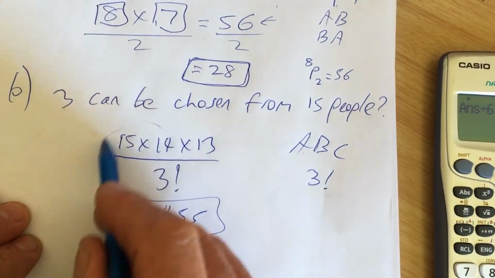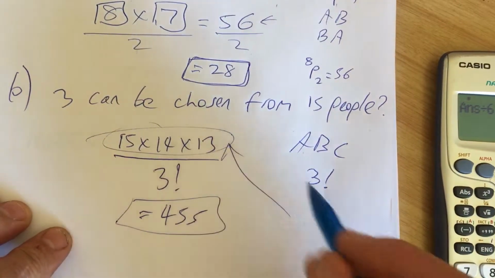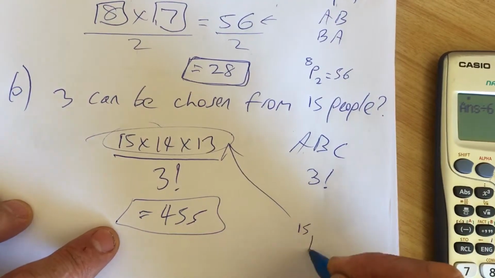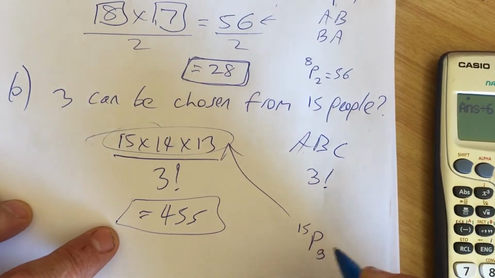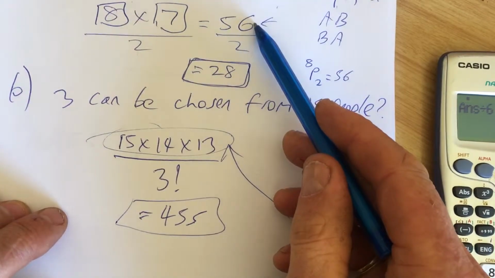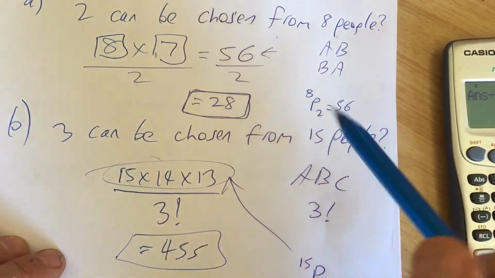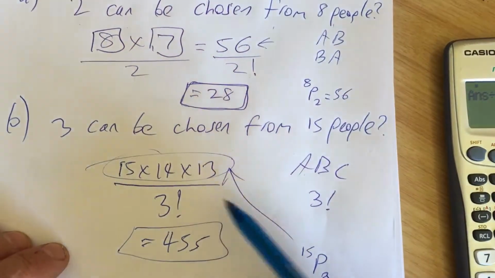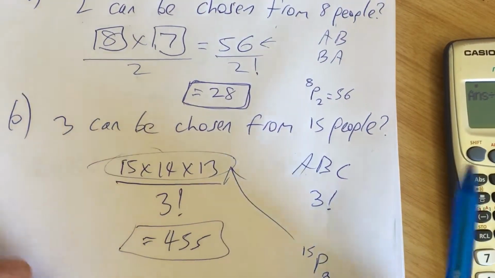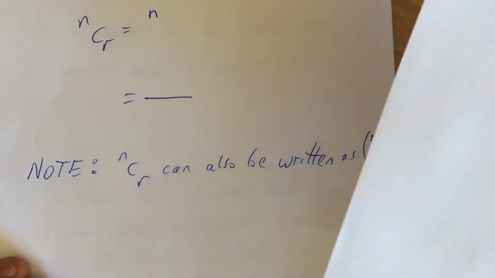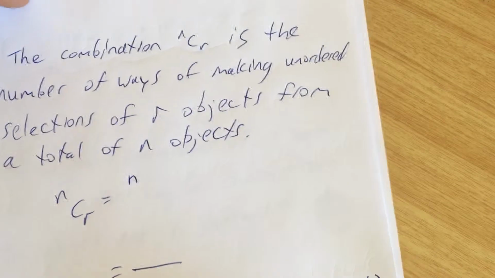Now again, you might notice that this is 15P3. So for the first one, we got 8P2 divided by 2 factorial, which is the same thing as 2. Down here it was 15P3 divided by 3 factorial. So it does end up giving us a rule. You need to write this down actually.